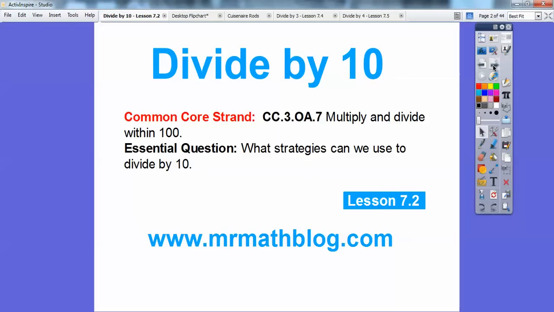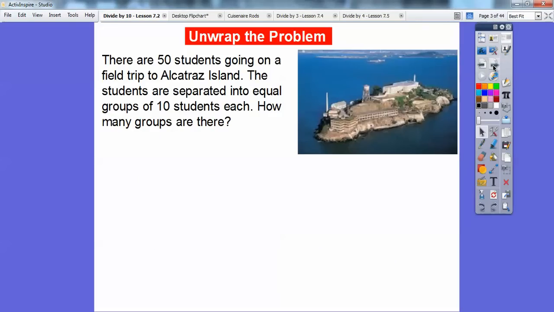So what strategies can we use to divide by 10? Here's a problem. There are 50 students going on a field trip to Alcatraz Island. The students are separated into groups of 10 students each. How many groups are there?